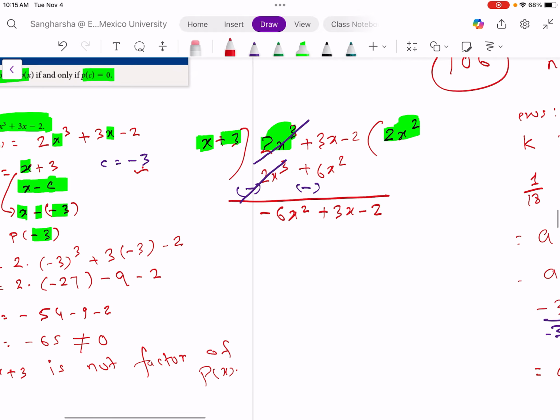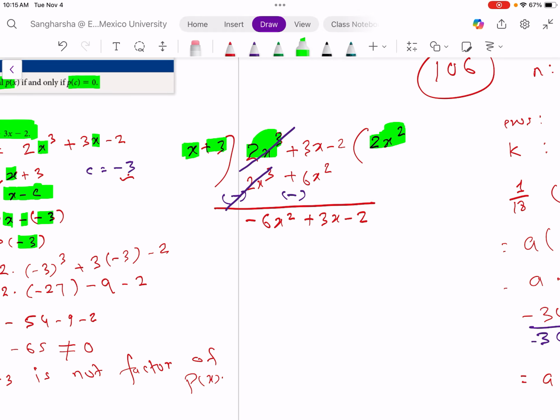Now the next is the same step. You take the first term, negative 6x squared, and divide by x. So what is negative 6x squared divided by x? We get negative 6x. Now you multiply negative 6x and every term of the divisor. Negative 6x times x is negative 6x squared. Negative 6x times positive 3 is negative 18x.